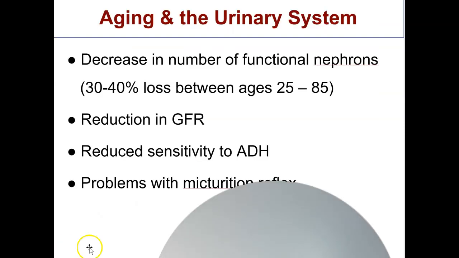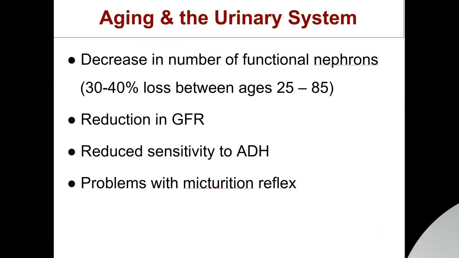And then just to wrap up with our aging slide, as we get older, we're going to lose our nephrons. Our kidney function is ultimately going to slow down as we get older. It's just what happens. We'll be a little less sensitive to ADH, so we really want to watch our water intake and our water balance. And then you might have a problem with your micturition, your urination, right? You might have some incontinence with aging. So this wraps up the urinary system.